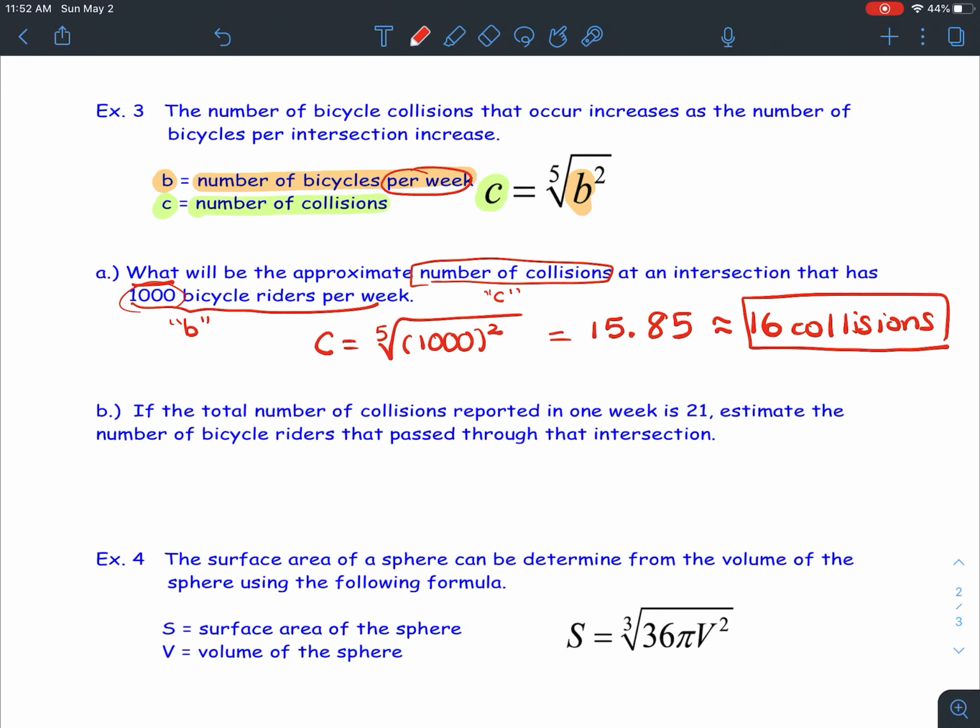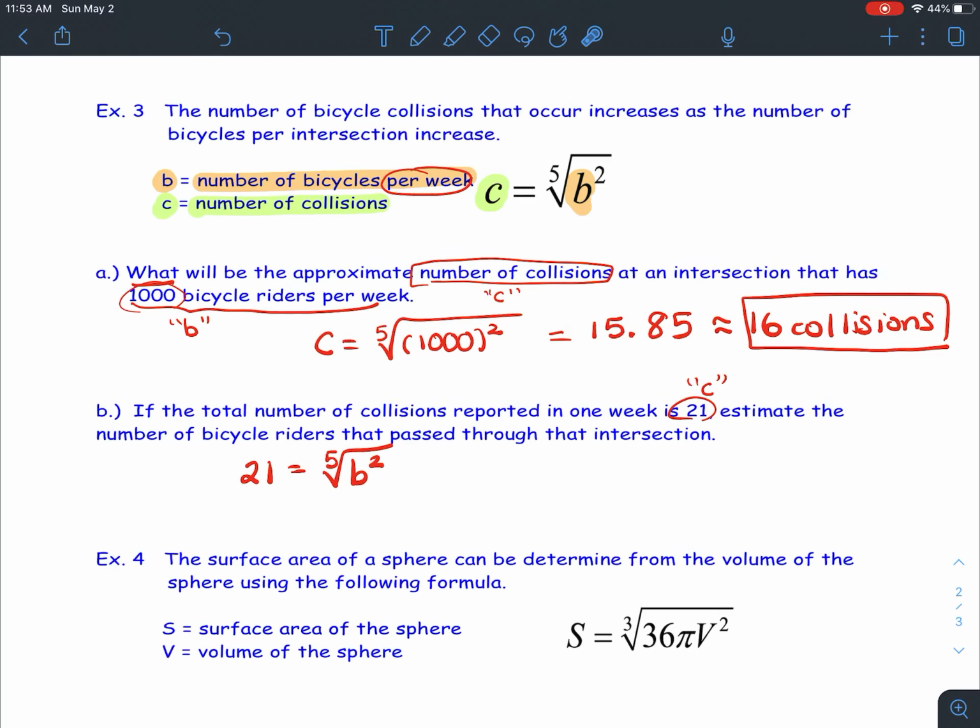Okay, so part B says if the total number of collisions reported in 1 week is 21, so that is your C, estimate the number of bicycle riders that would have passed through that intersection for the week. And so now we're plugging 21 in on the left-hand side, and we're going to need to use a little bit of algebra here to try to get creative with how we can solve this equation for B.